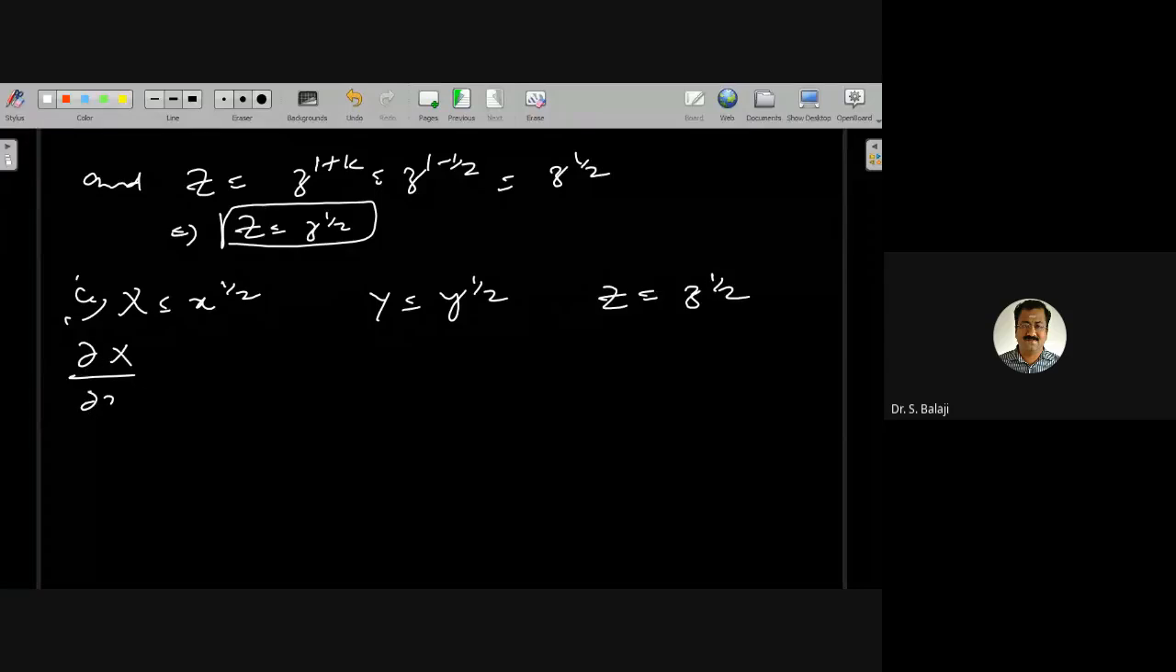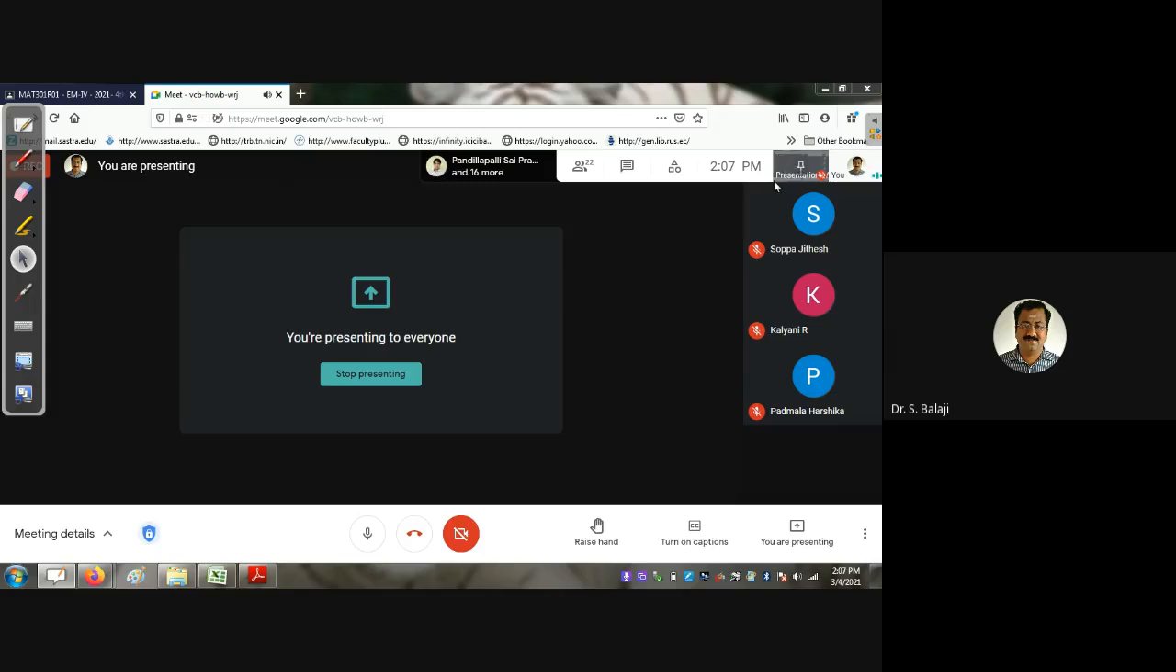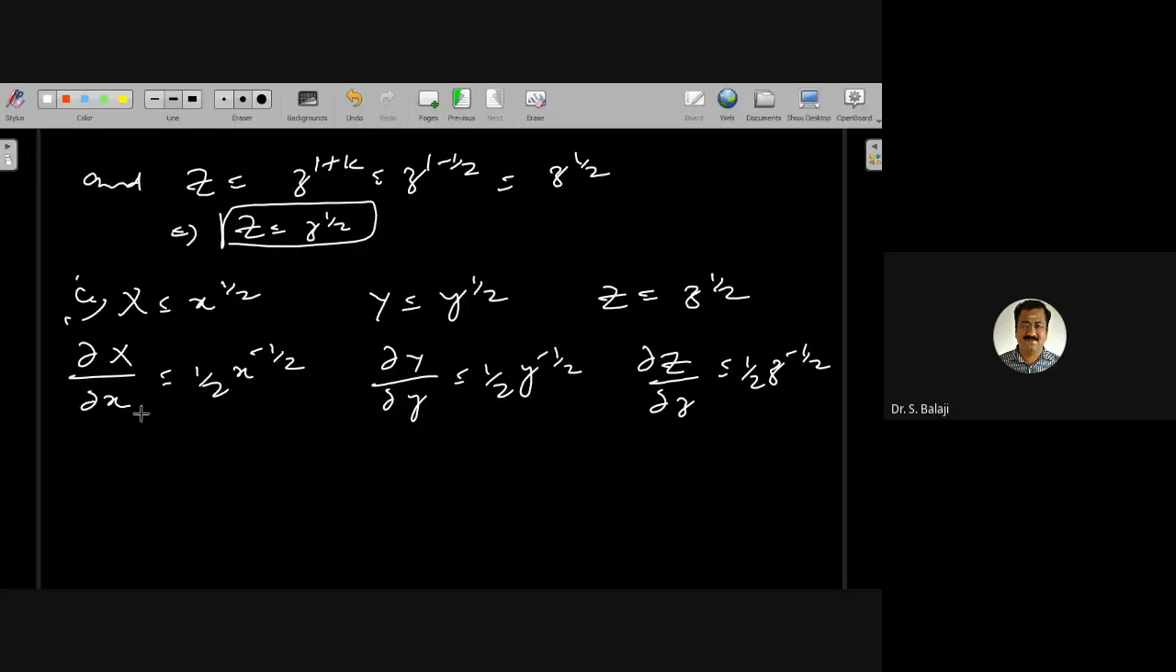Correspondingly, you identify dou X by dou x as 1 by 2 x power minus 1 by 2, dou Y by dou y as 1 by 2 y power minus 1 by 2, and dou Z by dou small z as 1 by 2 z power minus 1 by 2. That relation you can get here.